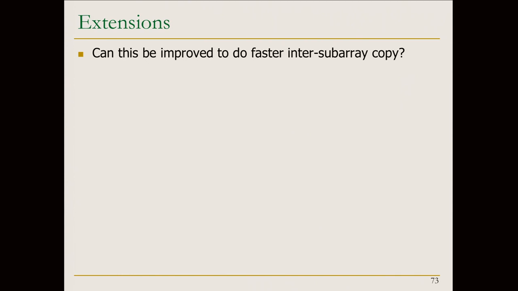Can this be improved to do faster inter-subarray copy? Inter-subarray copies are not good with the RowClone method proposed in the paper. Can we improve it? And the answer is yes. And one of my students later asked the exact same question and wrote a paper to improve it. And the idea is, he called it the low-cost interlinked subarrays. It was part of his PhD thesis. It was published in 2016, as you can see over here. The idea is actually simple, conceptually simple also. You have this subarray and you have this other subarray.